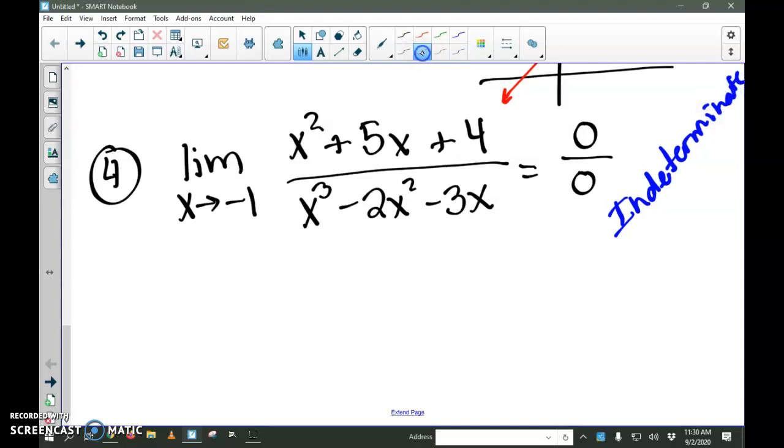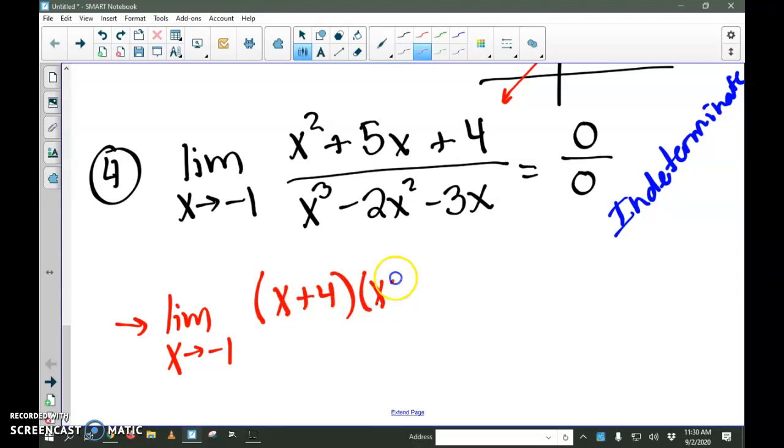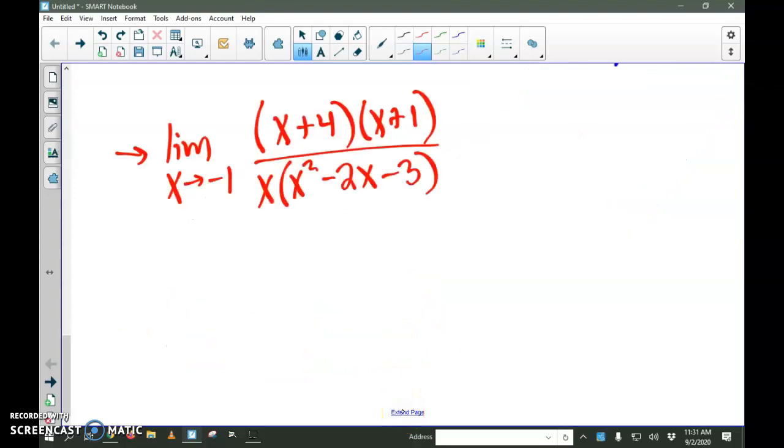So I need to do some manipulation, which means I'm going to rewrite my limit. And I have polynomials, so I'm going to factor. The numerator should factor into x plus 4 times x plus 1. Now what's interesting about the denominator is that I have an x term with each of these. And so I'm going to factor that x term out. That leaves me with x squared minus 2x minus 3. And now I can try to factor this even further.